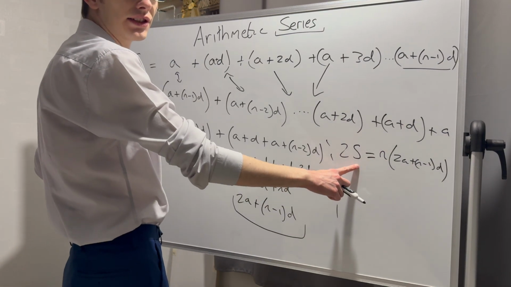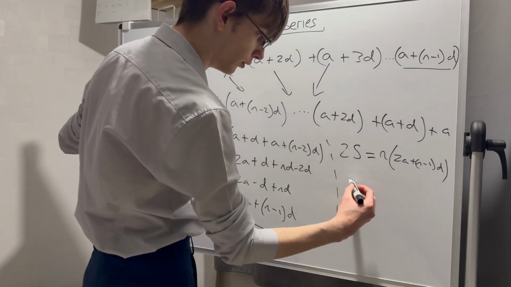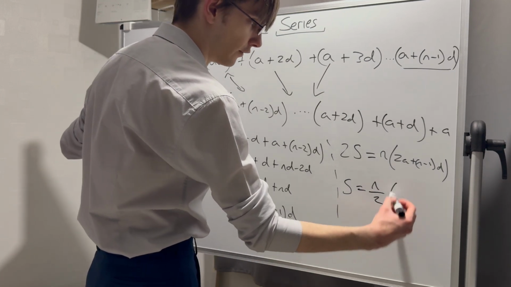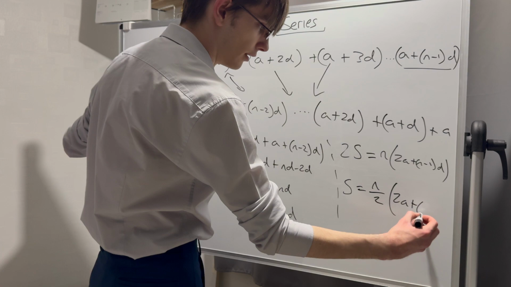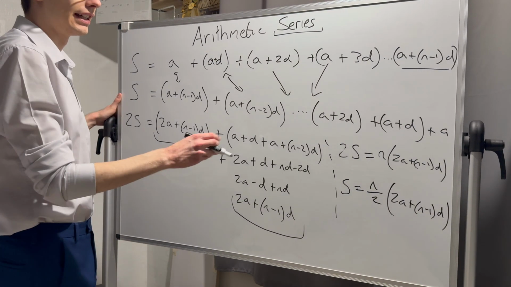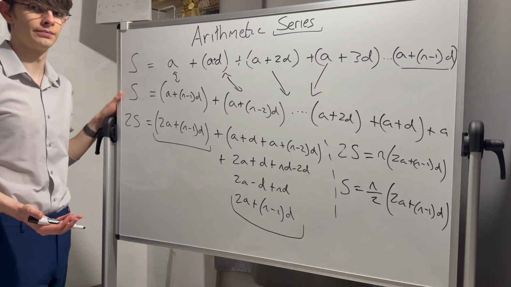Remember, s is my sum, the value that I'm after. So to get it on its own, I can divide by 2, and I get my final expression, n over 2 times 2a plus n minus 1d. And this here is the equation for adding all of the terms in an arithmetic series.